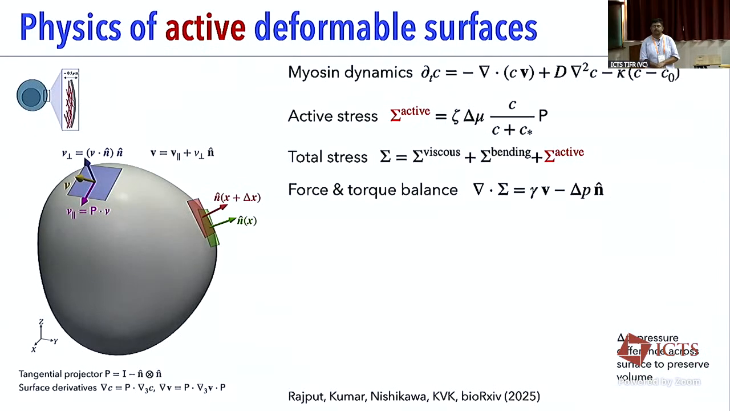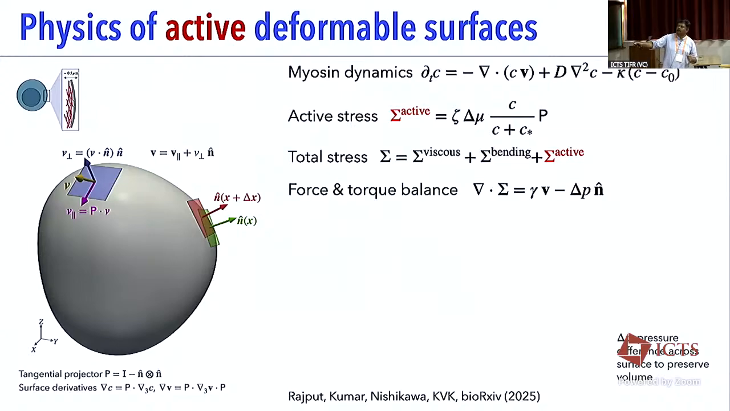So here's the full story now. On the surface, we have a concentration field C, which moves by advection and diffusion and a simple boring linear turnover. The concentration field generates an active stress. So P is the tangential projector. That's the equivalent of the unit vector on the surface of the sphere, unit tensor on the surface of the sphere. The total stress will have something coming from the viscous stresses, grad V, bending stresses, like in the previous slide, and finally the active stresses coming from the concentration field.